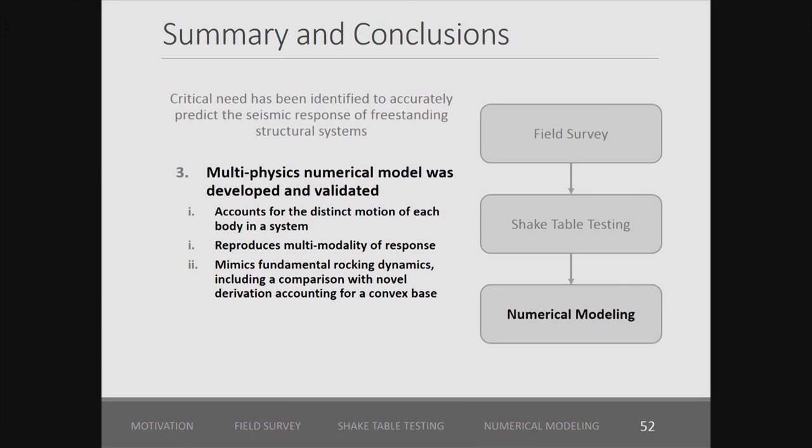And the combined results of this database of experimental responses were then used to help develop and validate a multiphysics numerical model for the seismic response of freestanding structural systems. This model was developed in LS-DYNA and is able to account for the distinct motion of each body in a system, and was shown to effectively reproduce the multimodal and complex multi-body behavior of freestanding systems. This was further compared to the fundamental rocking dynamics and incorporated a novel derivation of an extended analytical model accounting for an arbitrary number of rocking points at the base of a rigid rocking body.